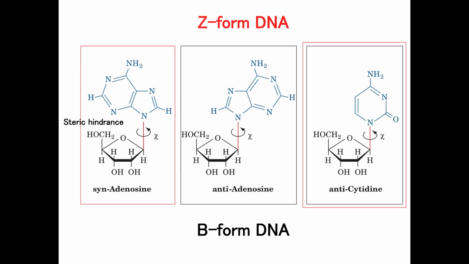But in Z-form DNA, pyrimidine forms the anti conformation, while the purine base forms a syn conformation, even if there is steric hindrance. This different structure causes right-handed and left-handed DNA.